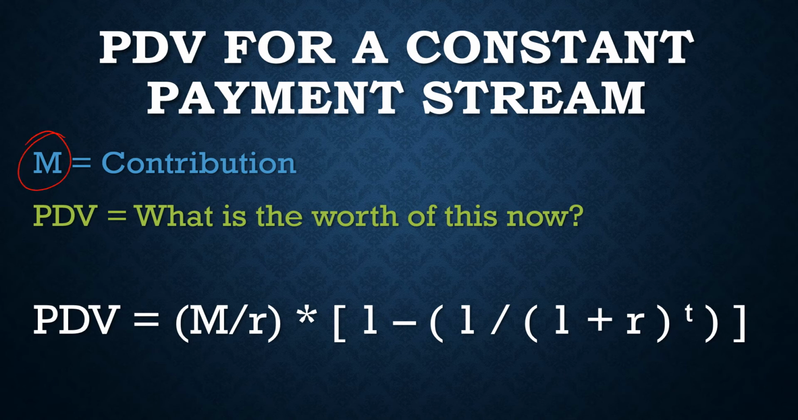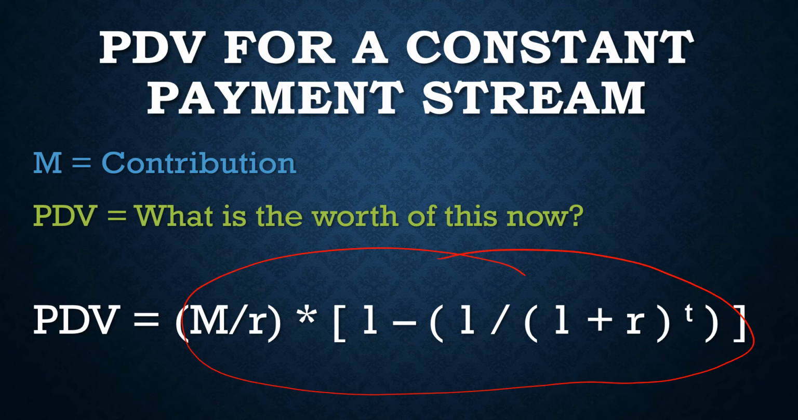Those contributions have to be equivalent at each time period. So we have to be getting $1,000 each year. It can't be $1,000, then $3, then $30,000, then $10. It has to be this consistent contribution, and we can just simply use this equation here to say, okay, that future stream of payments, what is it worth in today's terms?